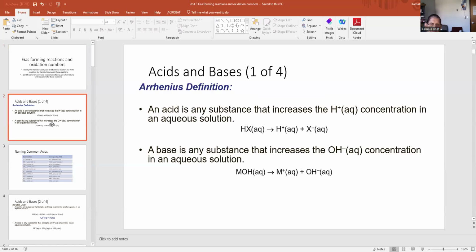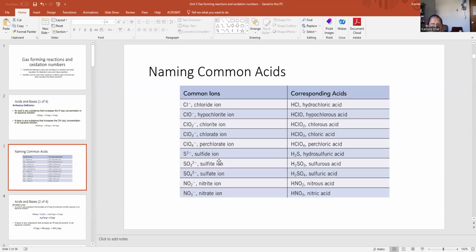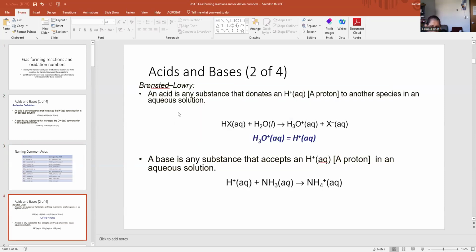The Arrhenius definition is that an acid is any substance that contains the H plus ion in concentration in an aqueous solution, and a base is a substance that increases the OH minus ion concentration in an aqueous solution. These are some of the common acids and the common ions associated with them. Have a look at it and remember them, because you will need them, especially when you know that some of them may be strong or weak.